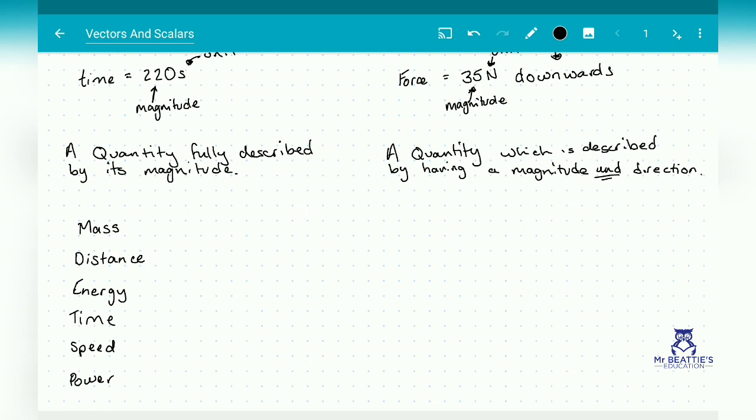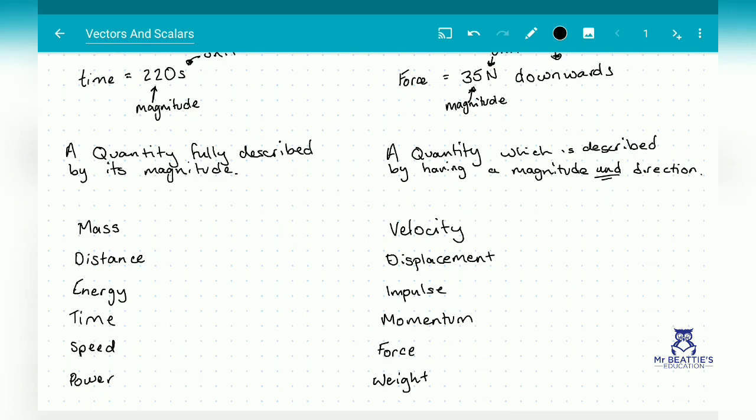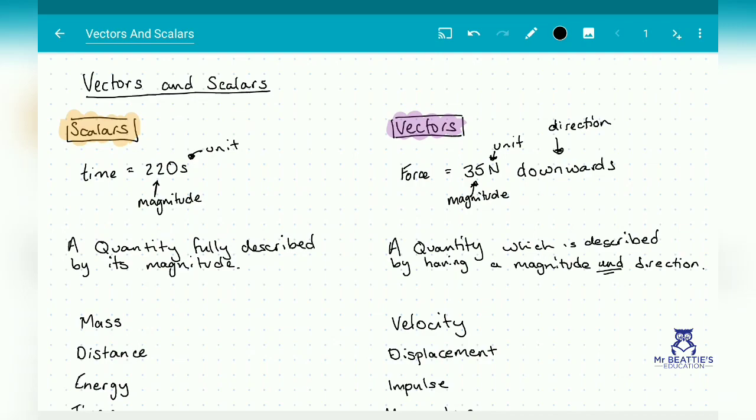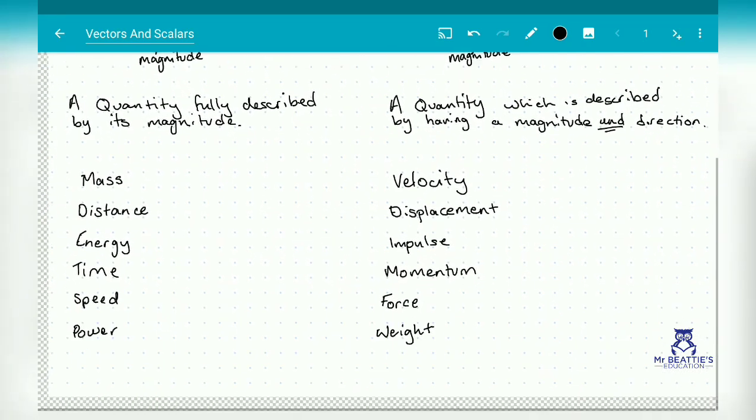And some examples of vectors as well. We have velocity, displacement, impulse, momentum, force, and weight. These are just some examples of vectors and scalars. Now the definition of this is extremely important. It's a common 1-mark question from exam papers.